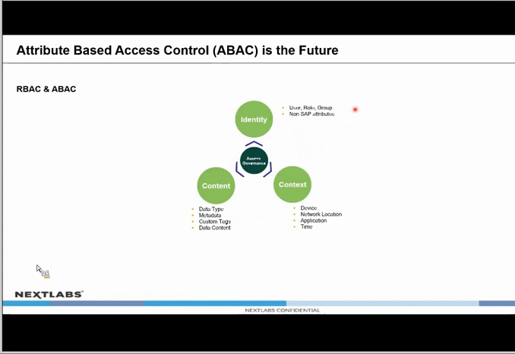And the second attribute we can look at is the context, i.e. the environment. This could be things like device type. Is it a mobile? Is it a desktop? Is the IP address known? Is it not known? The time of day? And as you can imagine, these are quite dynamic and a challenge for traditional role-based access control to consider.